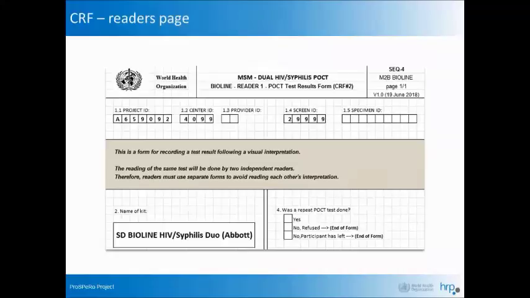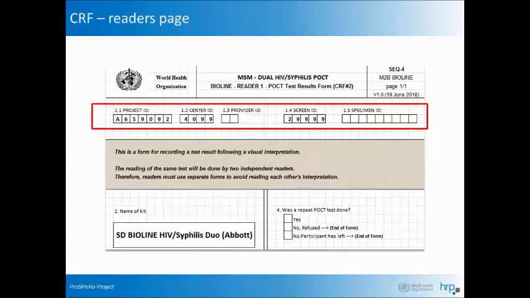Let us now show you the CRF pages for the POCT readers. As you can see, the structure is the same we already described for the interview CRF. The title clearly indicates the protocol and the section of the CRF, in this case, the reader's form. In the box at the top right of the page, you can immediately identify the sequence number of the CRF and the type of protocol. Immediately below, you can find a list of codes, from the project ID to the specimen ID.